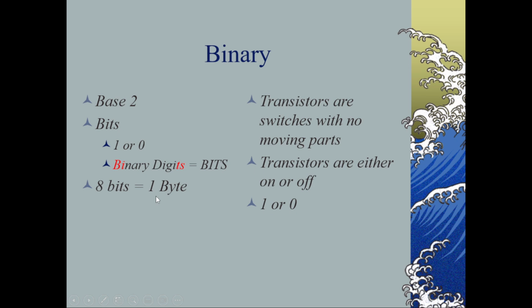Now, what makes a byte significant is that it's the smallest unit that can make a character in a computer. So 1 byte of information can be the letter A or the number 2 or whatever. Also, it's significant that we use binary with only two numbers because computers, specifically processors or CPUs, use transistors. And transistors are switches with no moving parts. So a switch is either on or off, representing a 1 or a 0. 1 is on, 0 is off.